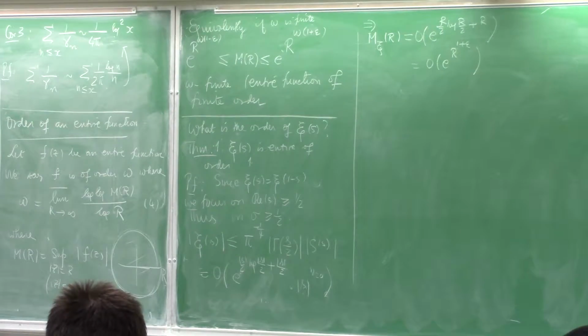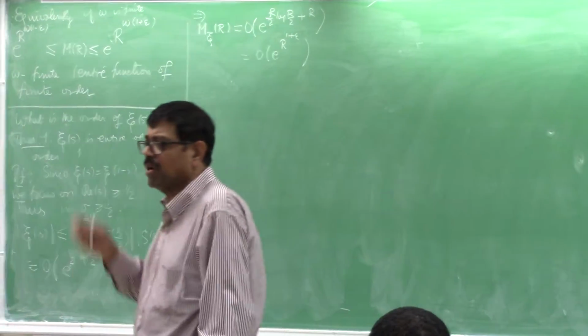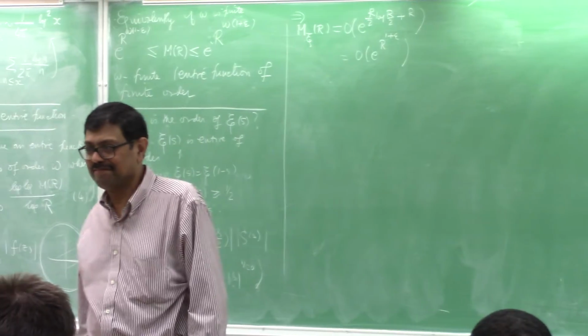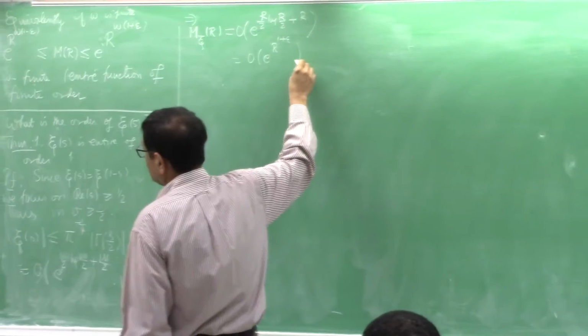Now what about the lower bound? Well, m of R is the supremum of the function on the entire circle. So for the lower bound, all I will do is to calculate exactly the value for the real positive number R. Okay. So this is equation 5.